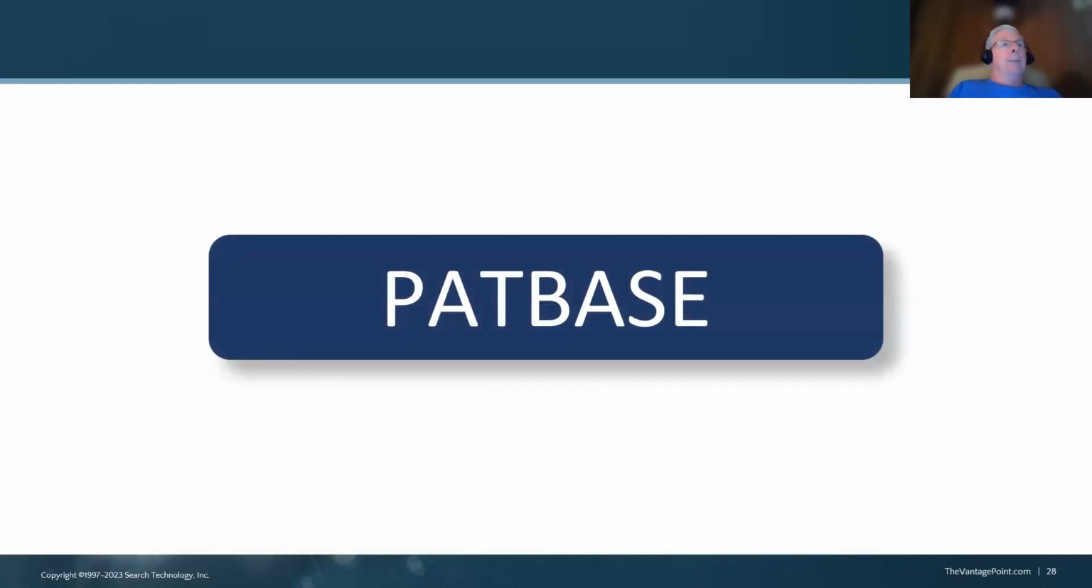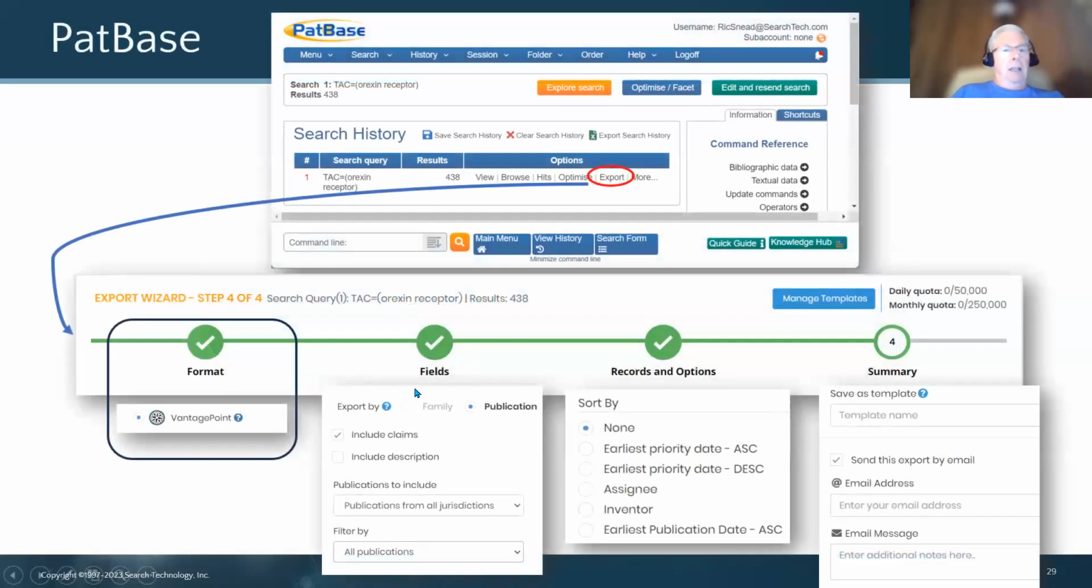Patbase. Patent data can be a little more involved in terms of decisions around downloading, because patent data is basically represented within many jurisdictions. Each jurisdiction has their own publication. And so when you search within Patbase, you'll notice the results, the 438 records, and the exporting of the data.